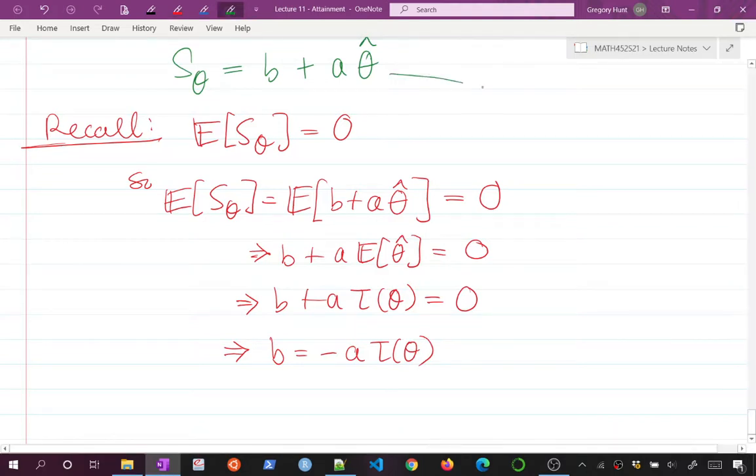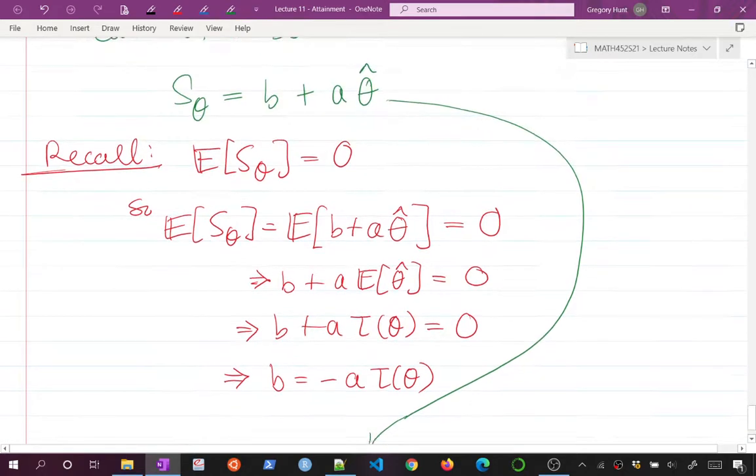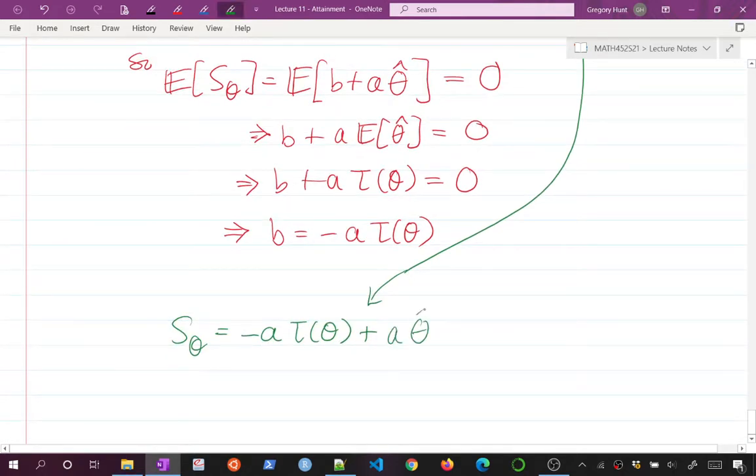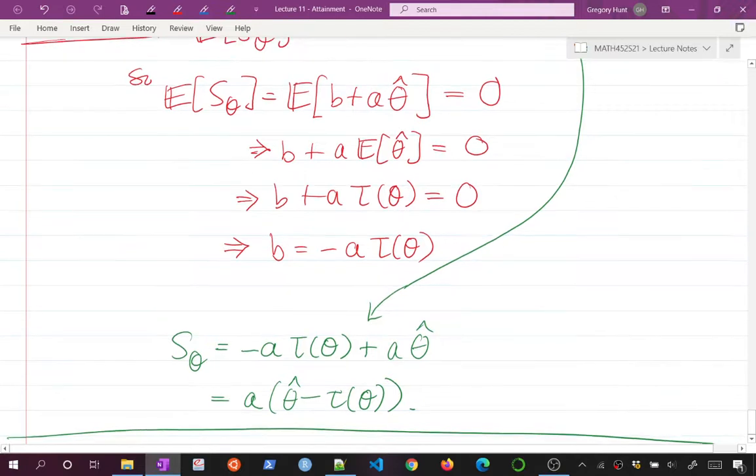So if I bring that back down with this fact, S theta is B, which we know is negative A tau theta plus A theta hat. We could, of course, rewrite this as some A times theta hat minus tau of theta. That's the proof, right? This A could depend on theta. It doesn't have to, but it could. It will not depend on the X's.